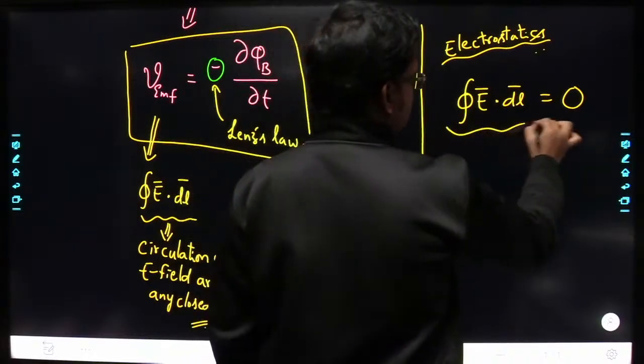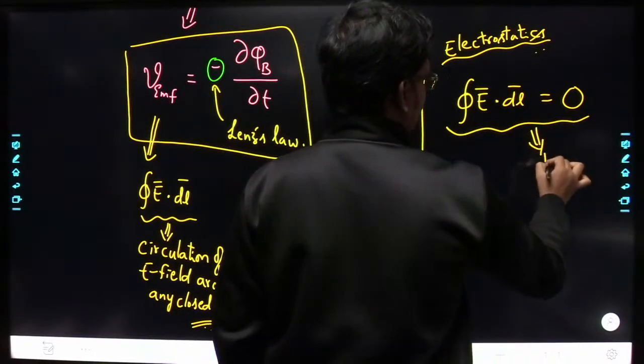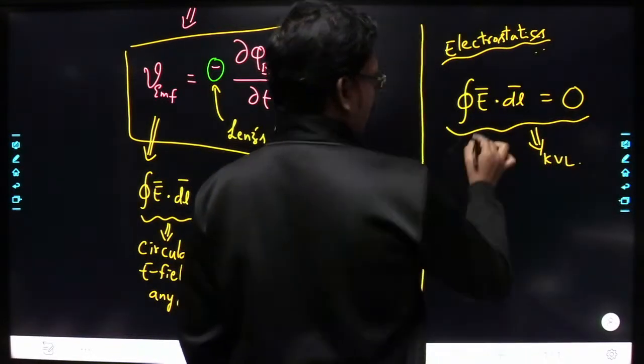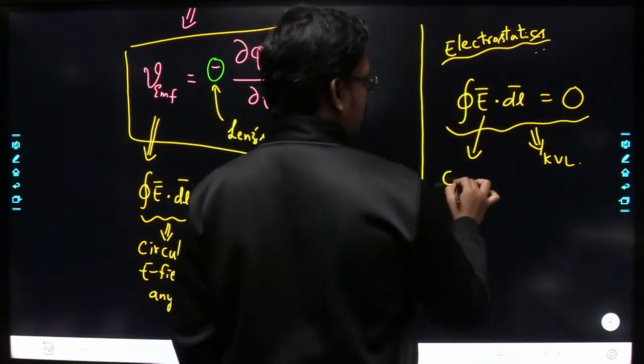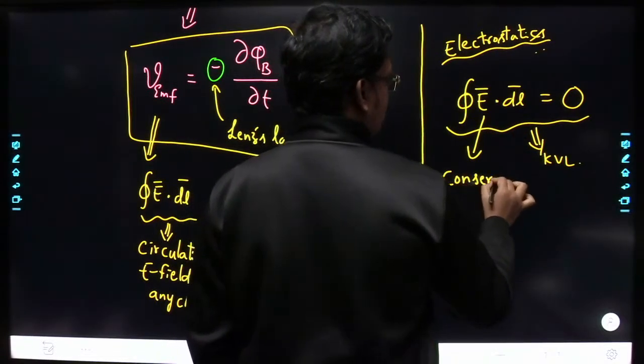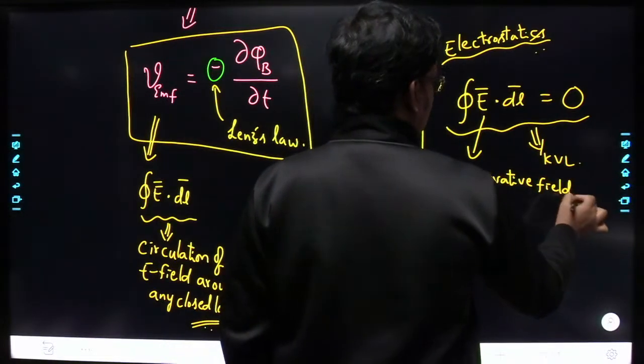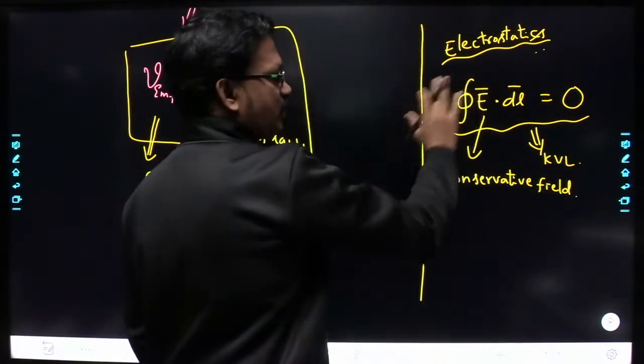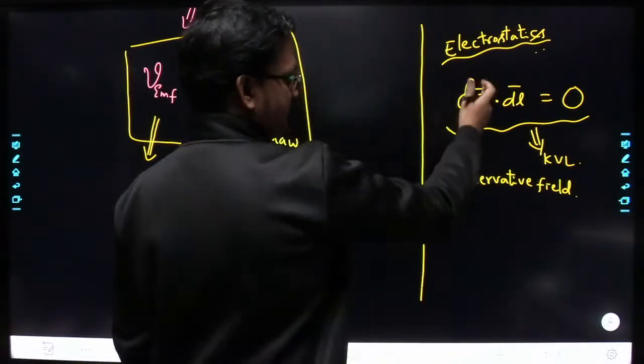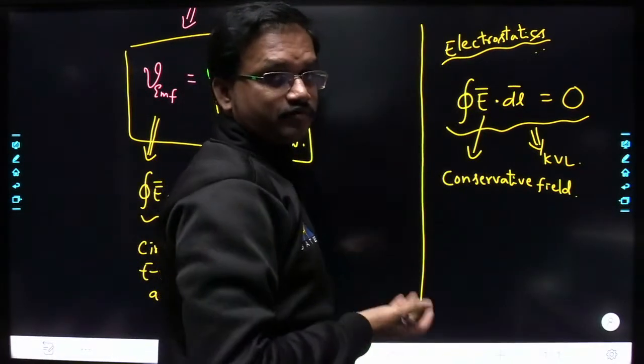We call this KVL, and this electrostatic field is a conservative field. If the circulation of a field around any closed path is equal to 0, then that vector field is said to be a conservative field.